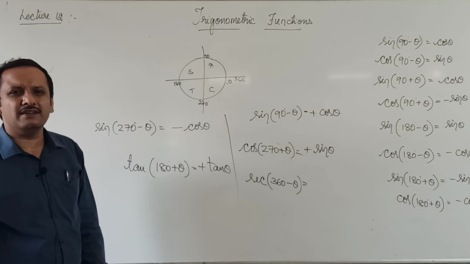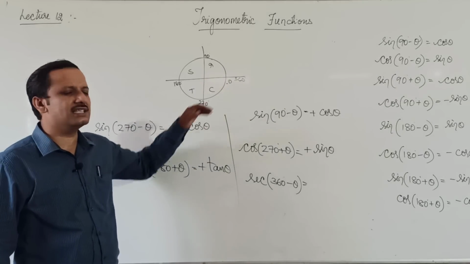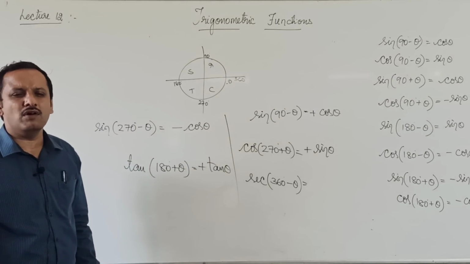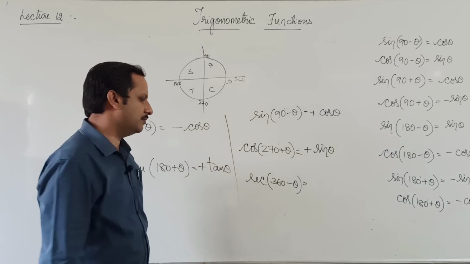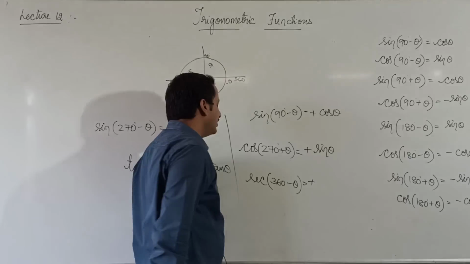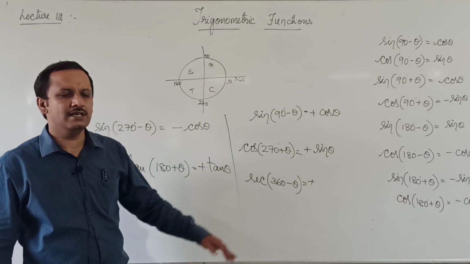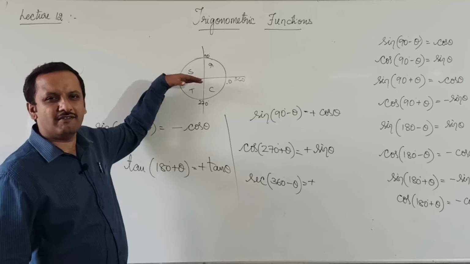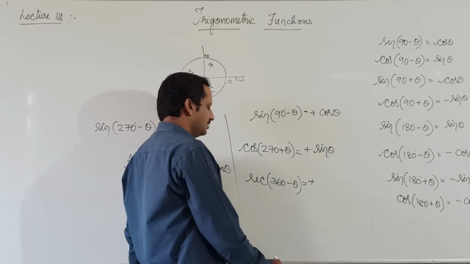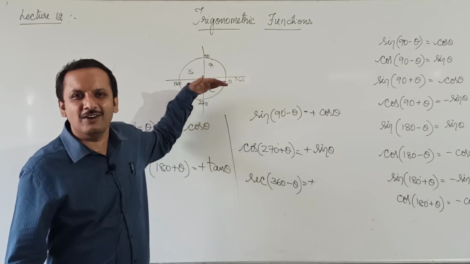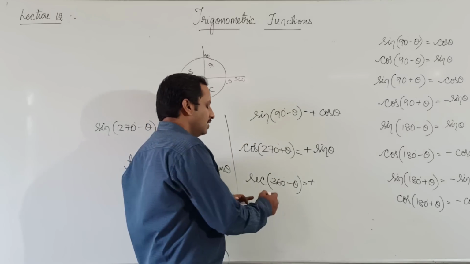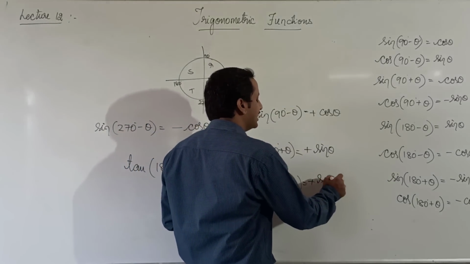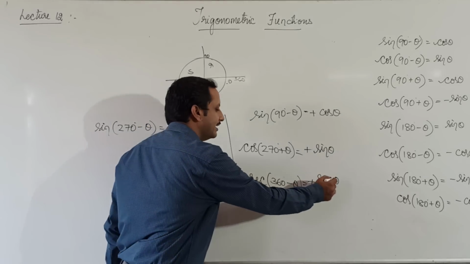Then secant 360 minus theta I will write. 360 minus theta. Which quadrant? Fourth quadrant. In the fourth quadrant cos is positive, so secant is also positive. Plus. Then should we write the same function or co-function? 360 degree we are using. Vertical line. Write its co-function. Sorry, not vertical. Horizontal line we are using. Horizontal line, so write the same function. Hence secant 360 minus theta is equal to secant theta.